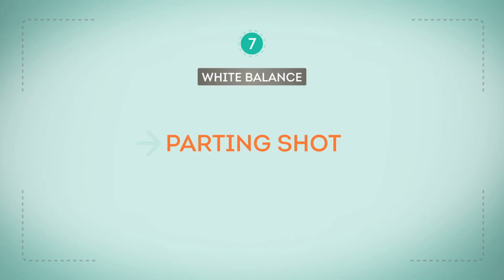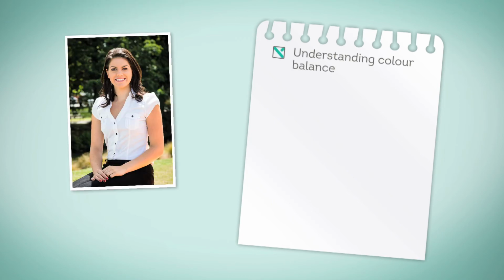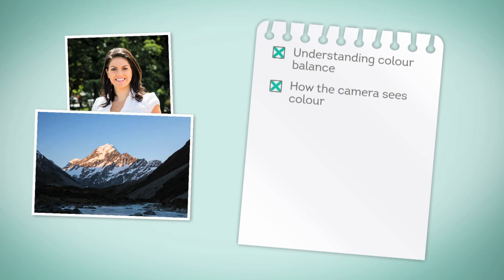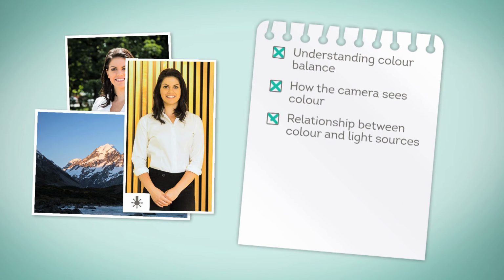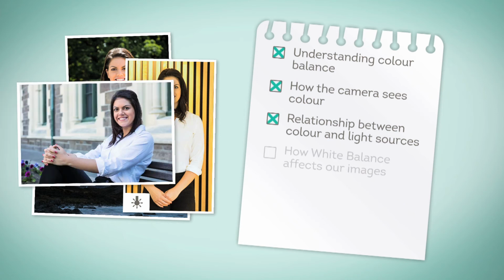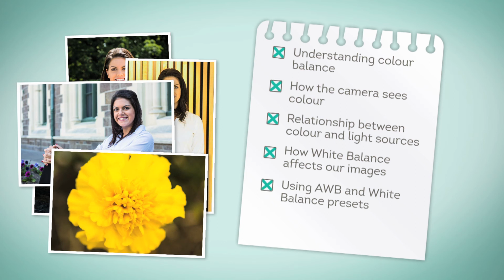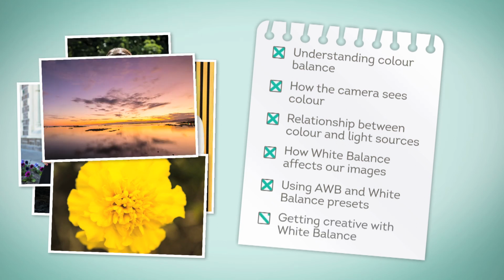Let's have a quick recap of what we've learned today. Understanding color balance, how your camera sees color, the relationship between color and light sources, how white balance affects our images, using AWB and white balance presets, and how to get creative using white balance.